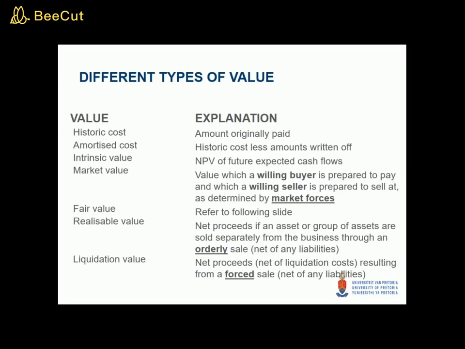And we'll touch on fair value in a little bit. But before we get there, some other different types of value include realizable value. When we speak about realizable value, we refer to the net proceeds of any asset or group if it's sold separately in an orderly sale. And the liquidation value is if we have to sell those particular assets today, how much would they be worth? Obviously there are additional costs involved, and there would be a discount as a result of having to sell those items in a short space of time.